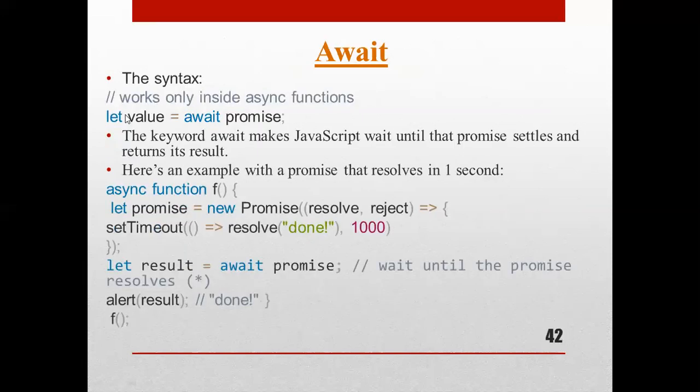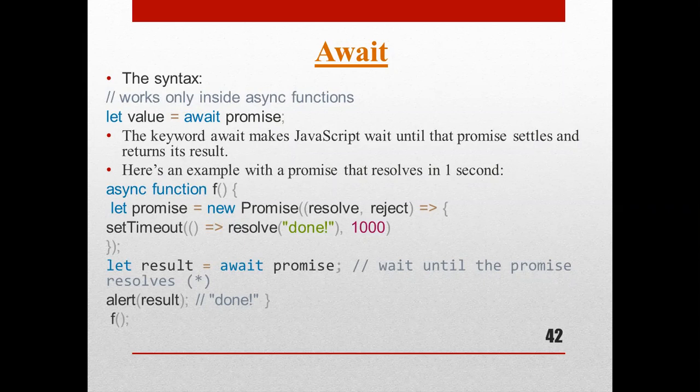The syntax for await: it works only inside async functions. The syntax is let value = await promise. Here the keyword await makes JavaScript wait until that promise settles and returns its result. It will wait until that promise settles and returns its result. Await only works inside async functions.